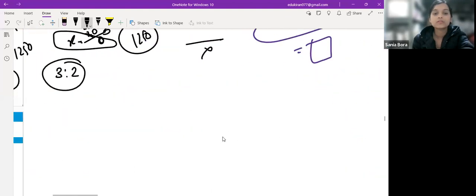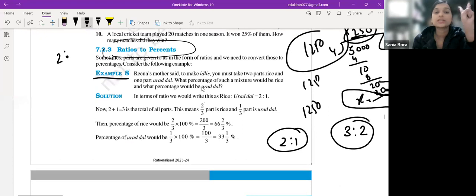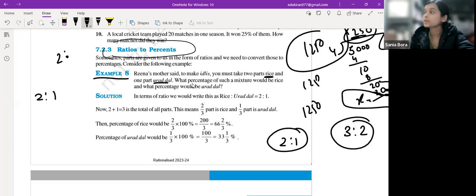Similarly, when Reena was cooking something, her mother told her she needs 2 ingredients: one is the rice and one is the urad dal, which is the dal pulse. So she said she has to take 2 and 1, like this, right? So what percentage of such a mixture would be rice and what percentage would be urad? Her mother only gave the ratio, but you don't know the percentage. For example, if I told you to put 80% rice and 20% dal, it's easy, but her mother gave her the ratio. Now she doesn't know what is 2, what is 1. So how to find it, very, very simple.